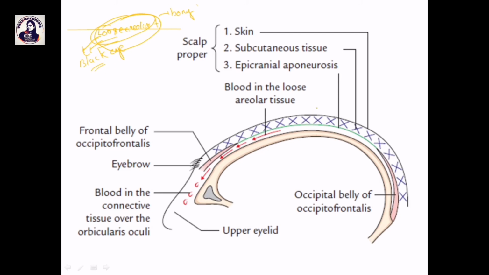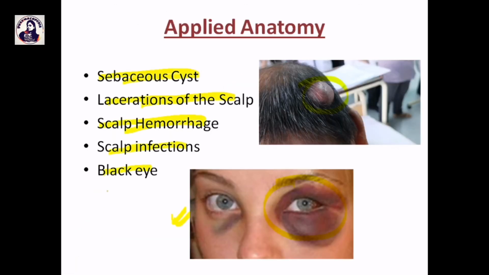As you can see over here, this is the occipital belly of the occipitofrontalis muscle. This is the eyebrow. Okay, this is the frontal belly. So here this is the loose areolar tissue and the blood in the connective tissue over the orbicularis oculi. तो जो भी आपकी ब्लड है या कोई भी आपकी जो भी फ्लूइड्स है, इट टेंड्स टू मूव इनटू द सबक्यूटेनियस लेयर ओवर द orbicularis oculi muscle of the eyelids. Okay, so this ultimately forms the condition known as the black eye.